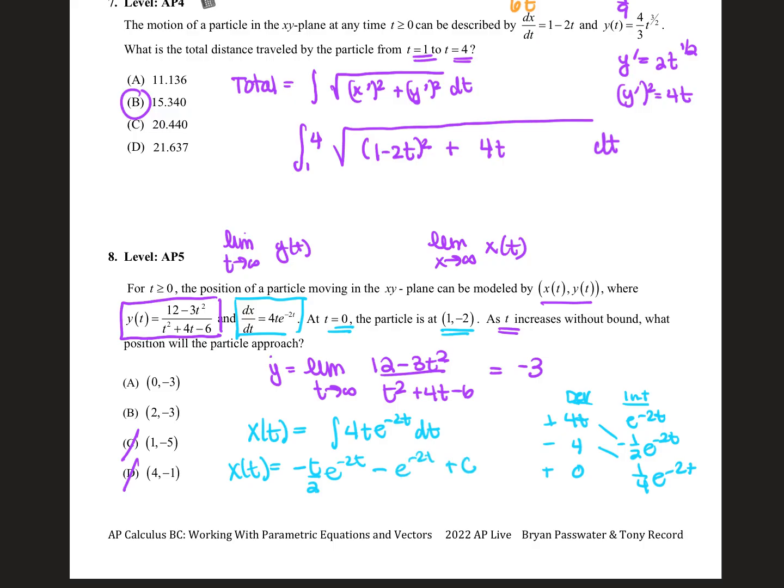So at time t equal to 0, we know our position is equal to 3. So this would be 0 minus e to the 0 plus c. So that tells us c has got to be 2. So this is our position function. As t gets bigger and bigger, this is going to 0, this is going to 0, so it's going to 2, so B.